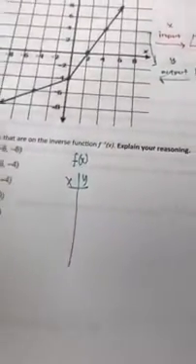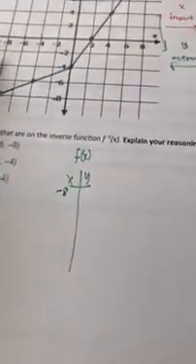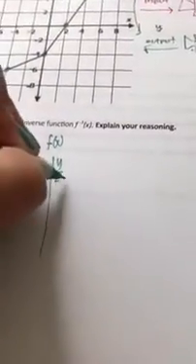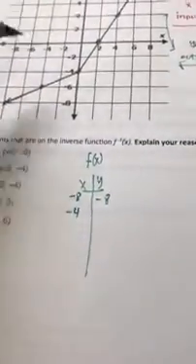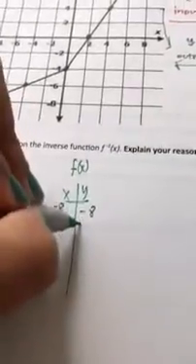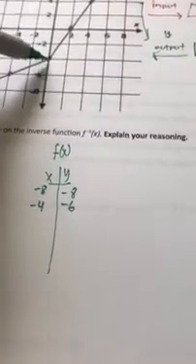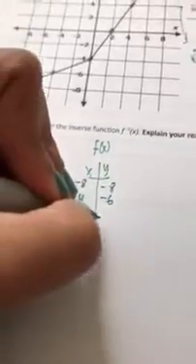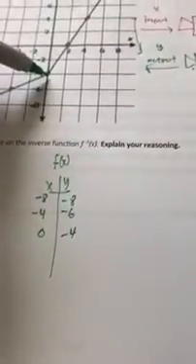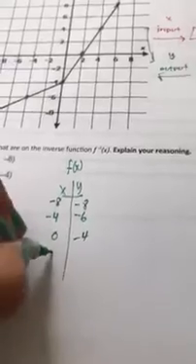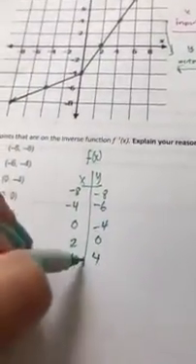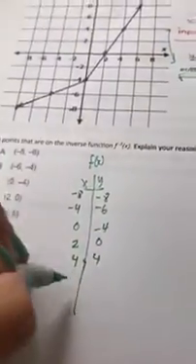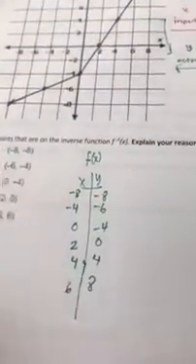So the first point, x is -8, and its y is -8. For this second point, x is -4, and its y is -6. This point, x is 0, the y is -4. And then for this point, x is 2, the y is 0. For this point, x is 4, the y is 4. For this point, x is 6, and the y is 8, okay?